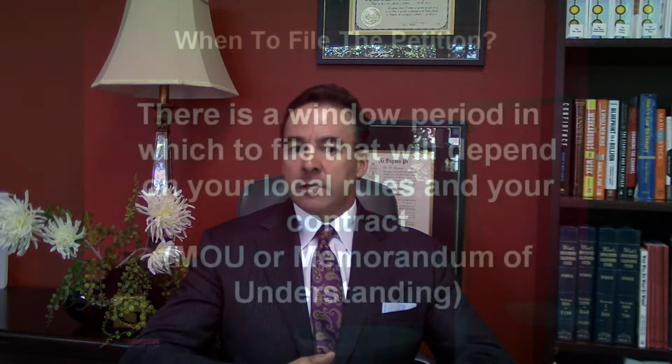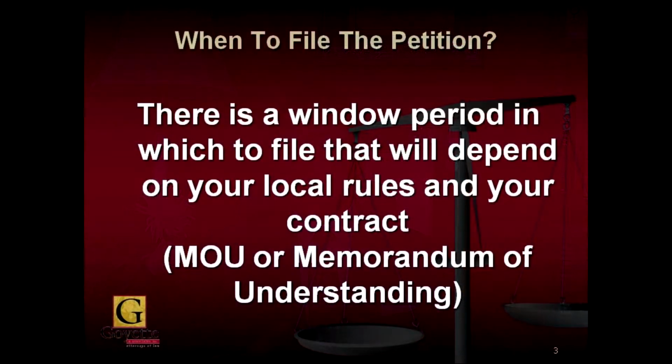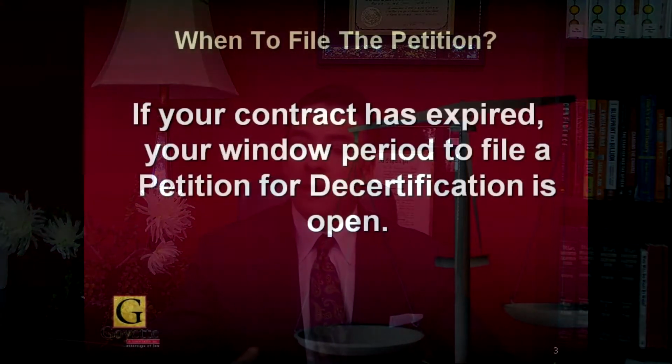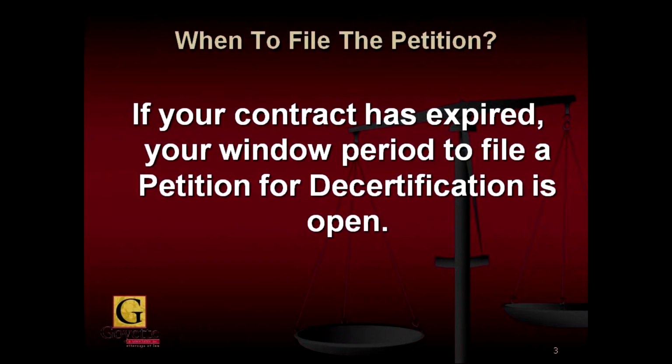All right, so you got this figured out so far? Here's the toughest thing: when to file the decertification petition. It's a critical question. You're going to have a window period, again, depending on your local rules and depending on your contract you're working under. As you probably know, your contract is also referred to as your Memorandum of Understanding, or your MOU. So you need to know a few things. First of all, look at your MOU. Are you still in your contract period, or has your contract expired? If your contract has expired, in all likelihood, your window period is open. In other words, you could file a decertification petition at any time.